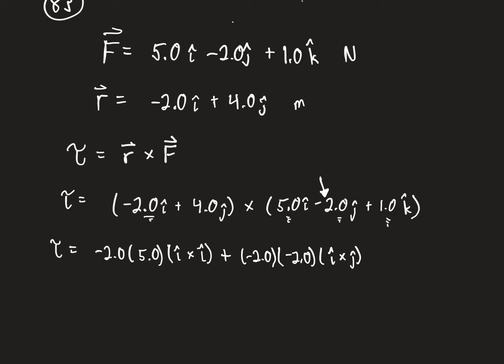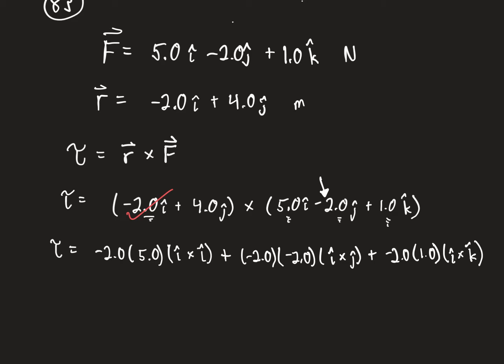Okay, and then we add negative 2.0 times 1.0, and we'll do an I hat cross K hat. So that has taken care of this negative 2.0 I hat, distributed into all of the other elements of the force.